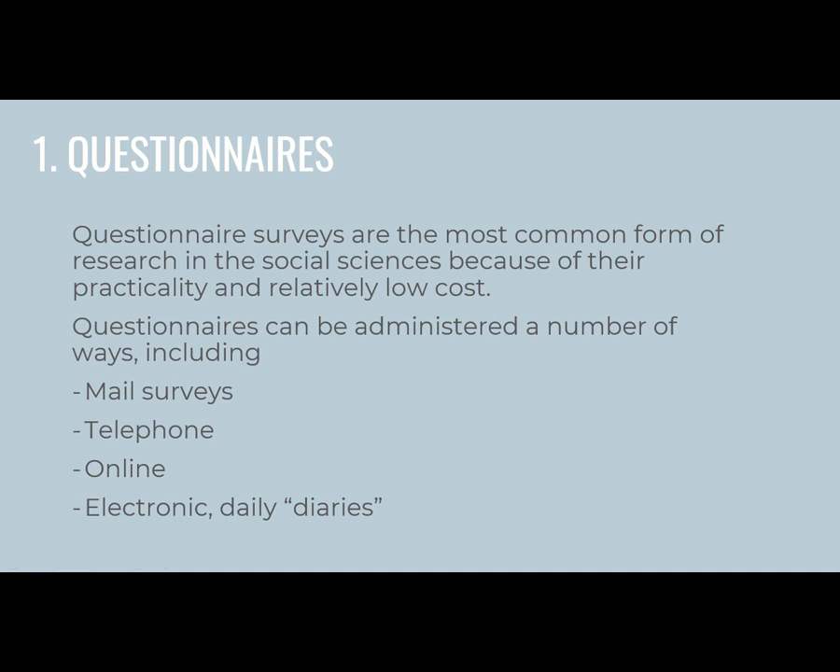Questionnaire surveys are the most common form of research in the social sciences because they are practical and relatively low cost. You can give surveys like this in a variety of ways. Most common today is the online method, and that is what you will be using for your empirical paper. Though you could do mail surveys, or electronic daily diaries is also really common.